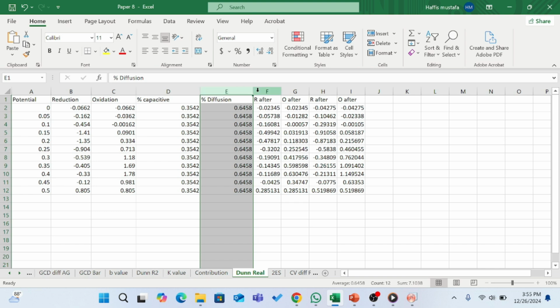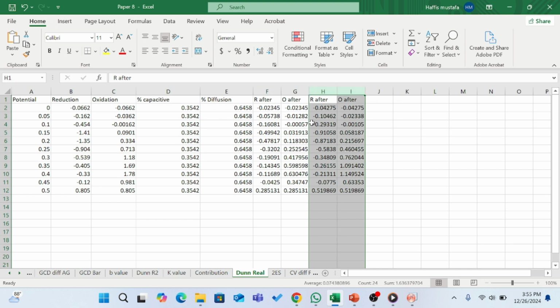the reduction current after the contribution. The first two, I'm using the capacitive. So using the capacitive percentage, I want to get the reduction current and oxidation current. And these two, I'm using the percentage of diffusion. So how I get this? Let's see the formula. For R after is D2, your percentage capacitive, times B2. And then just click here for all the numbers. And for oxidation after the capacitive contribution is C2 times D2. And same for here. This one I'm using the diffusion, and this one also for diffusion.